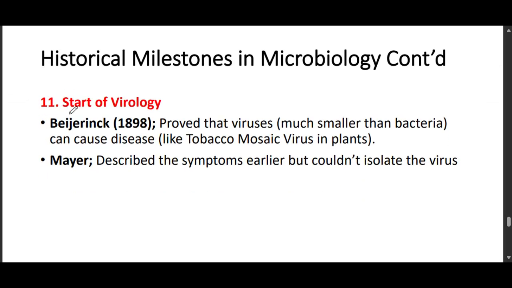Then on number 11, with regards to our historical milestones in microbiology, we can talk about the start of virology, which is the study of viruses. In 1898, Beijerinck proved that viruses, which are usually much smaller than bacteria, can cause diseases, for instance, tobacco mosaic virus in plants. Then now we have Mayer. Mayer described the symptoms earlier, but he couldn't isolate the viruses.